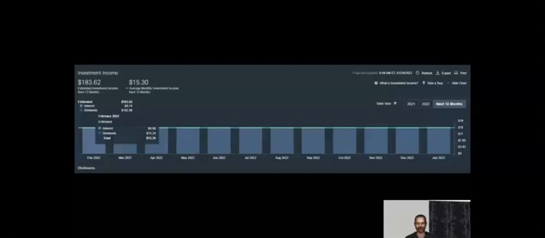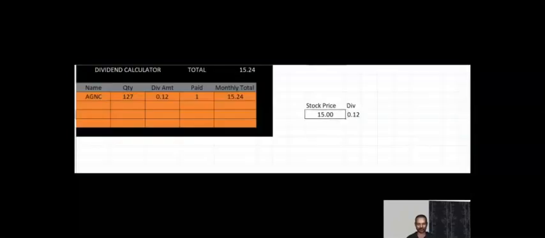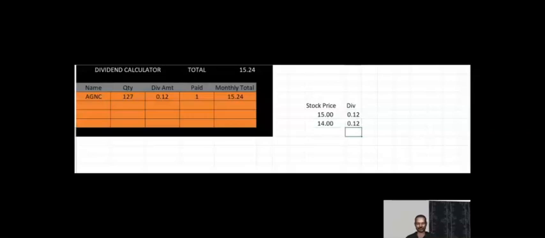So with those 127 shares, $15.30 or $15.24 will be deposited every single month into the account, regardless of what that stock price is. A lot of people are confused on that. If, for example, AGNC is $15 a share, it'll pay a 12-cent dividend. If AGNC drops to $14 a share, it's still going to pay a 12-cent dividend. If AGNC goes up to $16 a share, the dividend will be 12 cents. So the dividend amount does not change with the stock price.